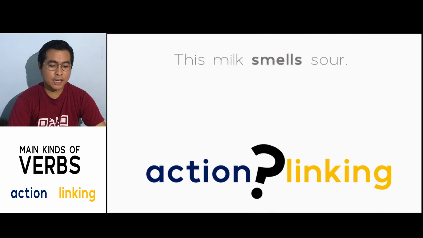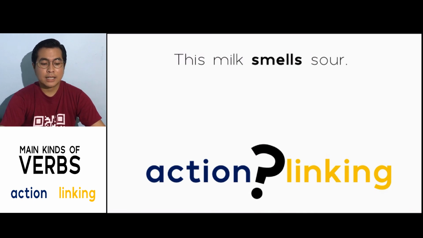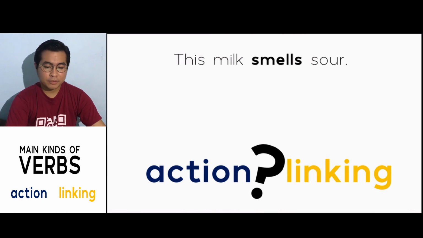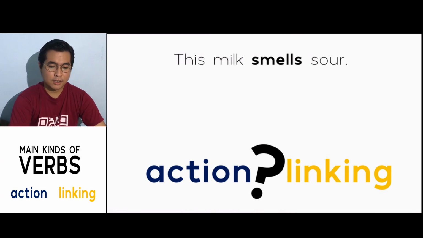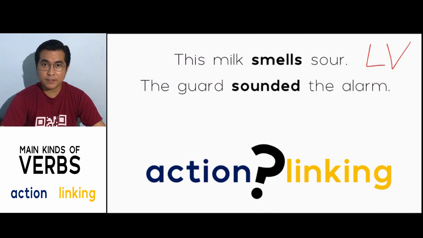How about the other kinds? "This milk smells sour." Substitute with am, is, or are: "The milk is sour." Did it make sense? Therefore, this is a linking verb. How about the other one? "The guard sounded the alarm." "The guard is the alarm." Did it make sense? No, so we cannot substitute it, therefore it's an action verb.